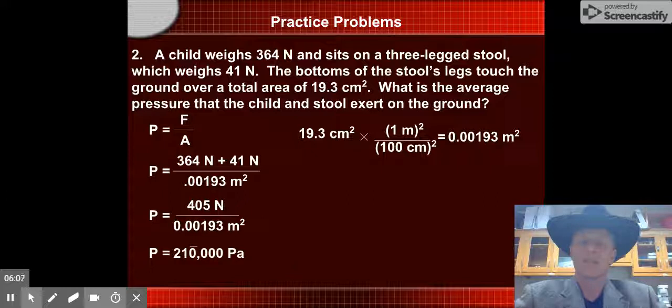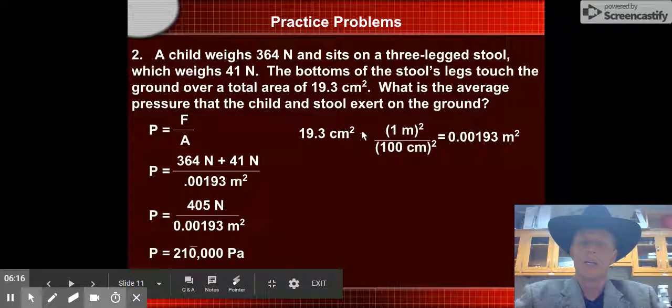And a lot of times a pascal is kind of small, so they use kilopascals to represent pressure. So either way, in middle, you want to answer in pascals, though.